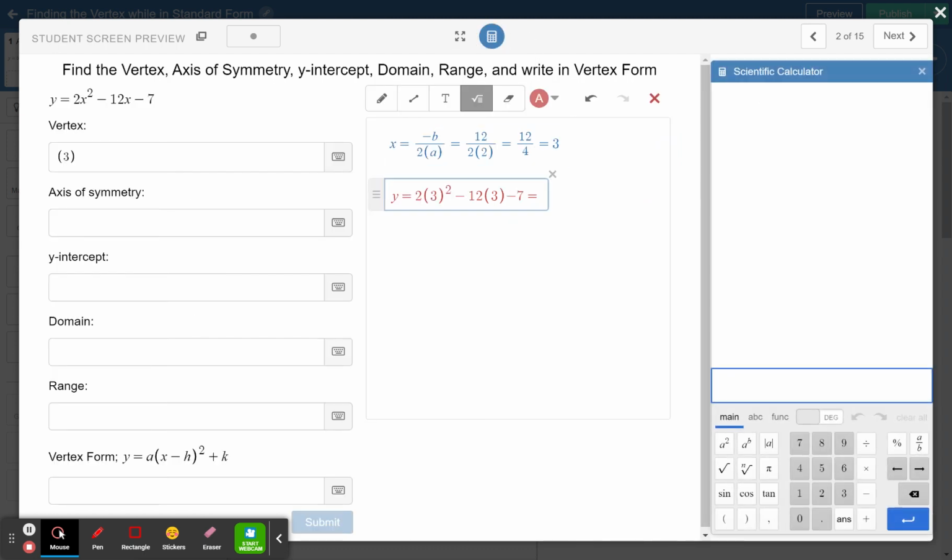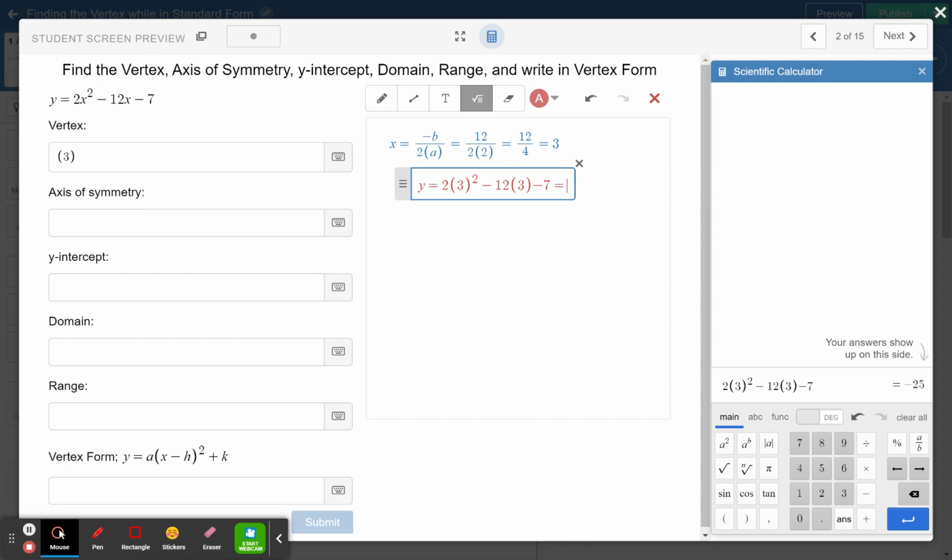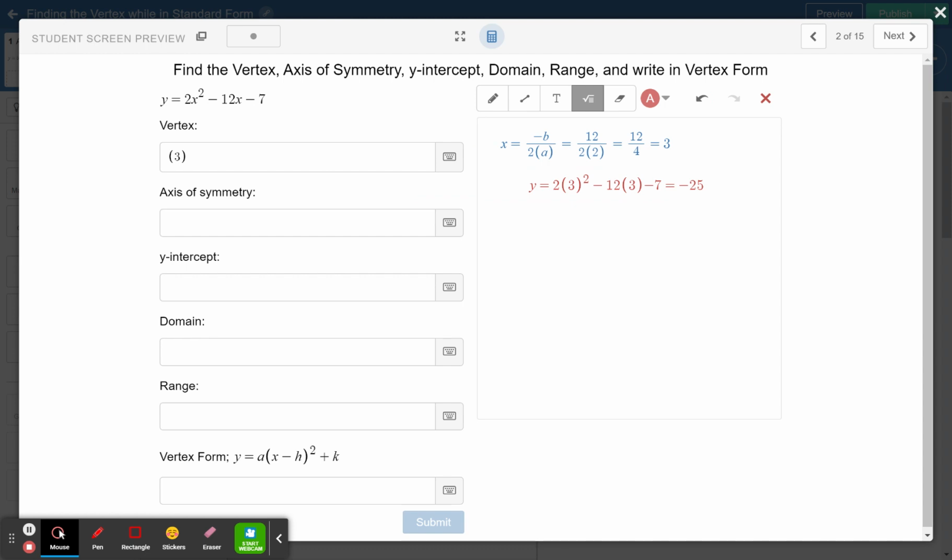Okay, so we can just go like this. We can put this into our calculator. So 2 parentheses 3 squared minus 12 parentheses 3 minus 7. And we get that our answer is negative 25 for y. Okay, so that's our x and our y coordinate for the vertex, 3 comma negative 25.